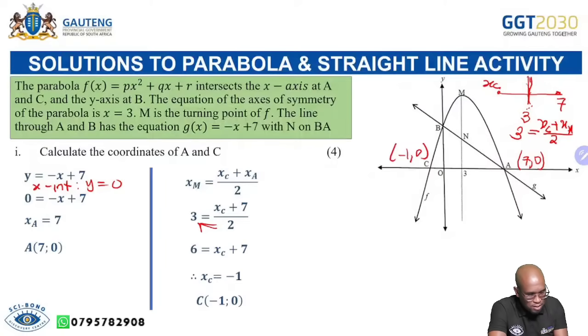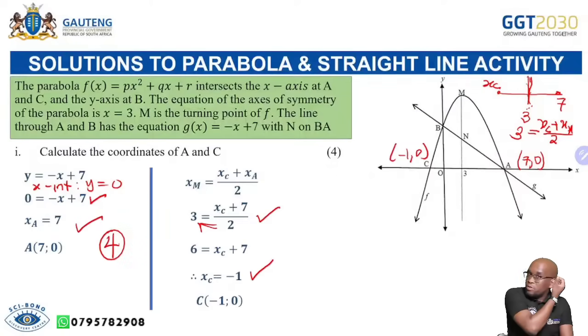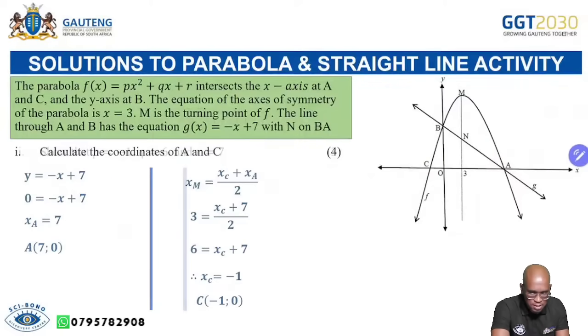So how do we mark that for 4 marks? We are going to mark the substitution here. We will mark the answer there. We'll mark equating to 0 here. Mark the answer, so you get your 4 marks there. Right, moving right along. All right, that was the first one, the coordinates of A and C.